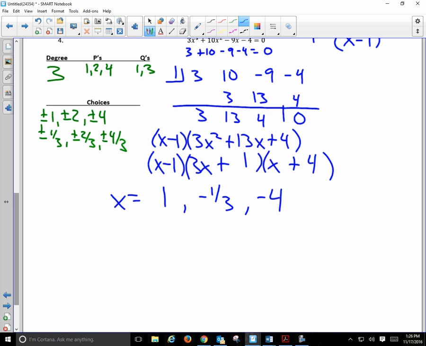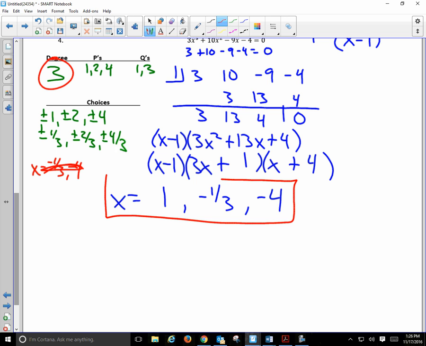Now, before we move on to the last example, please pay close attention to this, because this is where I get frustrated on the test. I teach you to know that there are 3 solutions, yet here's what you do. You write down 2 solutions. You write down -1/3 and -4. Which one did you miss? Why did you not write down 1? Because it was at the beginning. So make sure that you list the 3 solutions. Make sure that there are 3.